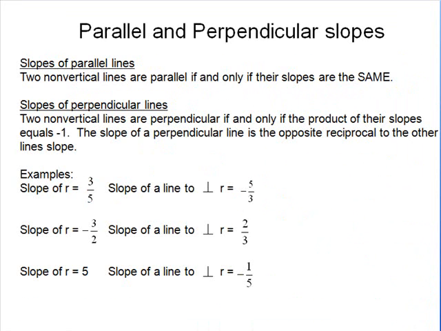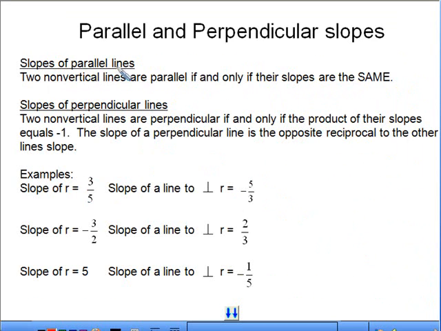Parallel and perpendicular slopes. Now, slopes of parallel lines. We all know what parallel lines are from geometry. Parallel lines are two lines that, if we go on forever, are never going to touch. These two, for example, would be parallel lines. Just imagine them going on forever. They're never going to touch. Now parallel lines have the same slope. So the slopes are the same if the lines are parallel. So let's say the slope of this first line is -2. The slope of this second line is also -2.